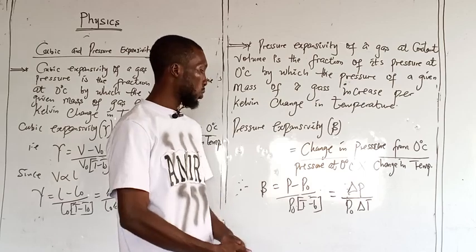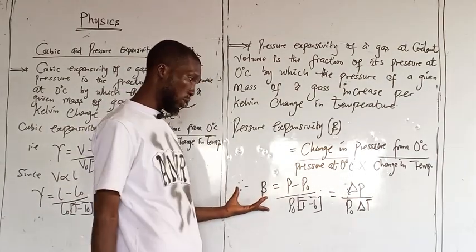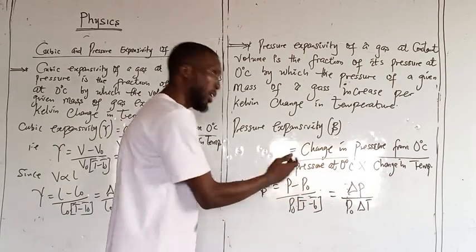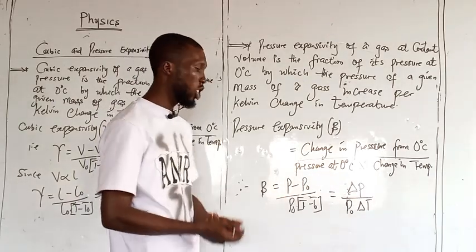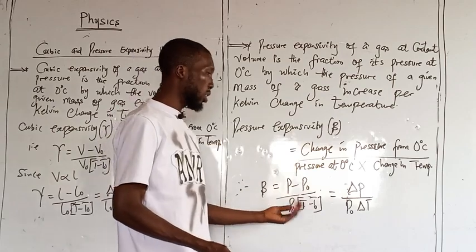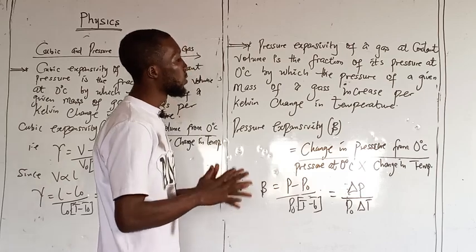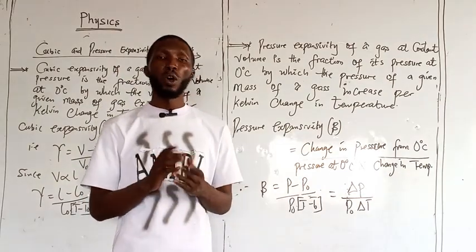That's what we mean. So just like the volume and the cubic expansivity, the pressure expansivity has the same definition of terms. The P is the pressure at the final temperature, P naught is the pressure at the initial temperature, and T is the final temperature, T naught is the temperature at the initial stage. So that is that for pressure and cubic expansivity of a gas.